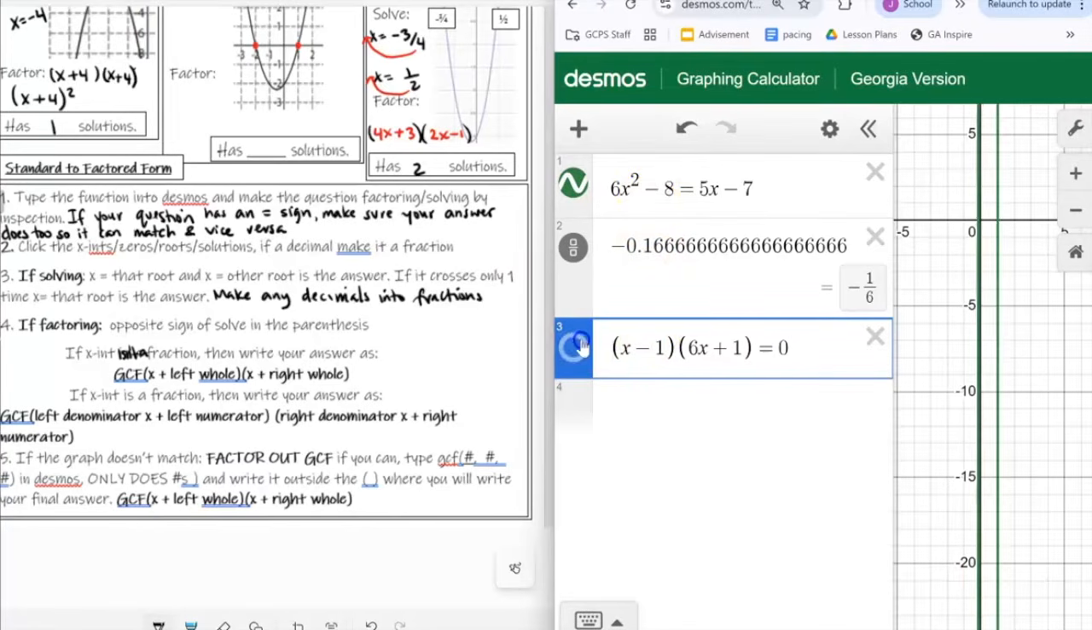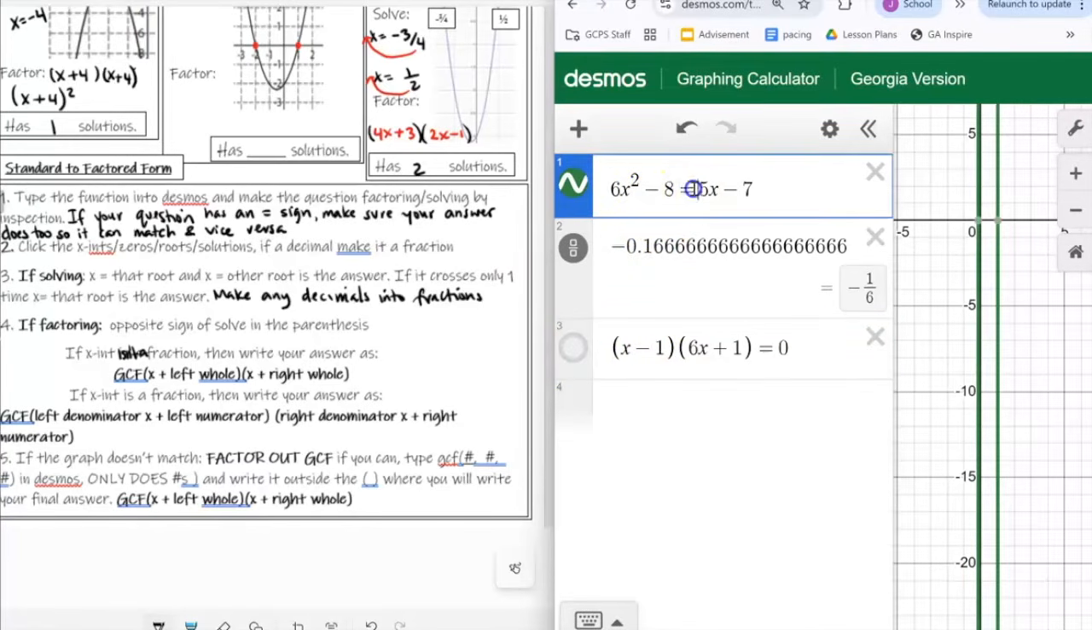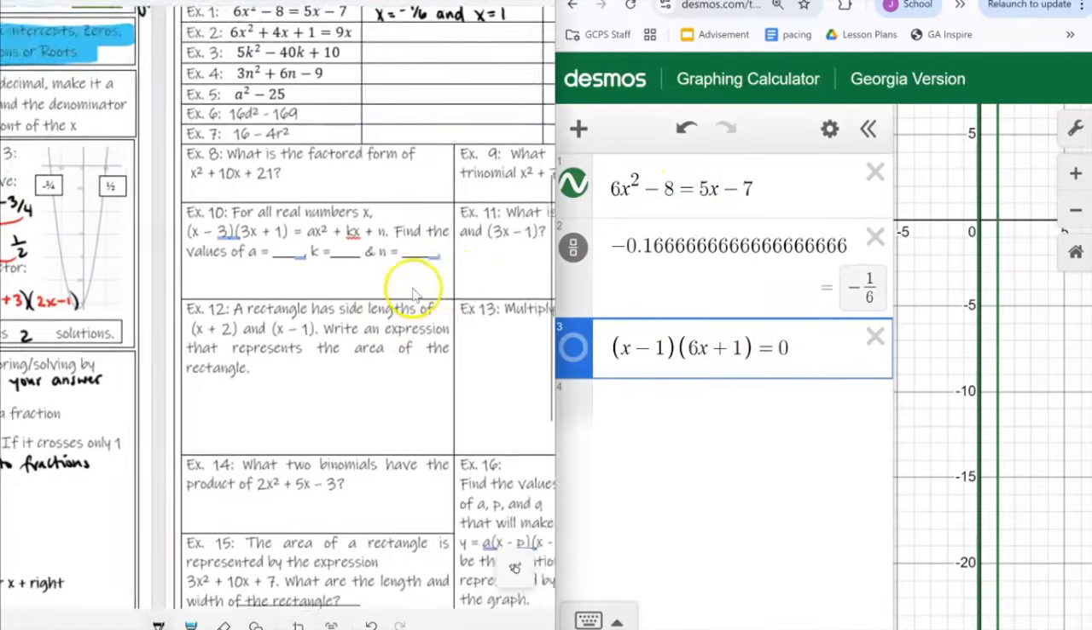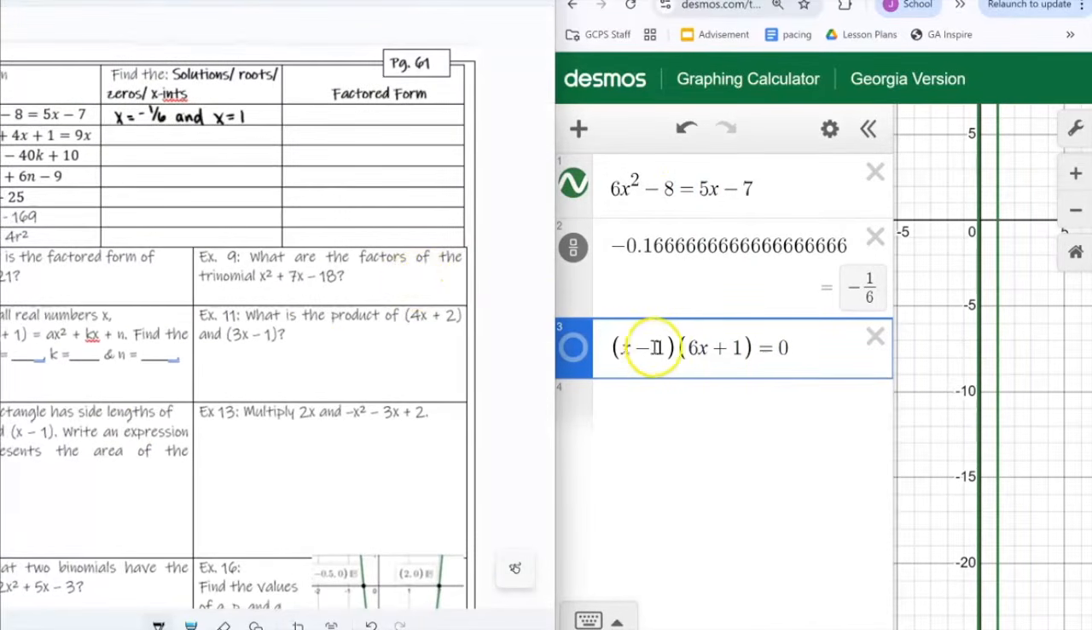So this is correct because it matches, right? My question with an equal sign matches my answer with an equal sign. Now, when I write my answers here, I do not need to put the equal sign there. Factored form is just asking, what does that look like with the 2 parentheses? It looks like this. All right, so that's factored form.